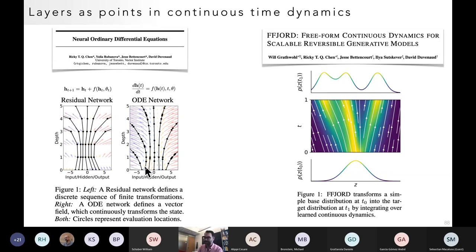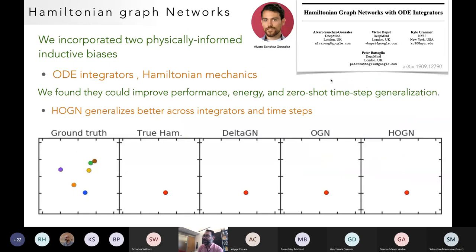The same kinds of ideas, for instance, were used in FFJORD, which is a normalizing flow. Instead of having a concatenation or composition of several invertible functions, or bijections, to learn a complicated distribution, it learns the dynamics for how to flow a simple distribution to a complicated distribution in continuous time. So it's similar in spirit to that.